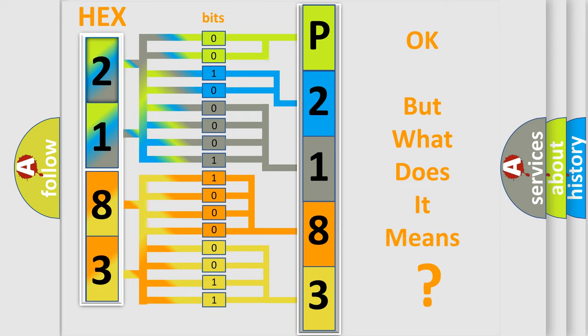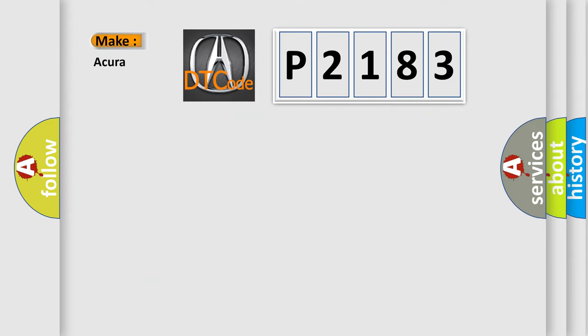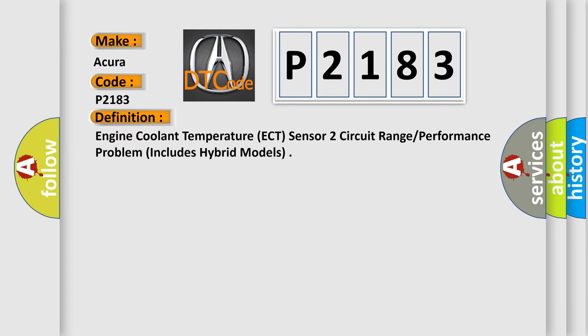The number itself does not make sense to us if we cannot assign information to what it actually expresses. So, what does the diagnostic trouble code P2183 interpret specifically for Acura car manufacturers? The basic definition is: engine coolant temperature ECT sensor 2 circuit range performance problem, includes hybrid models.